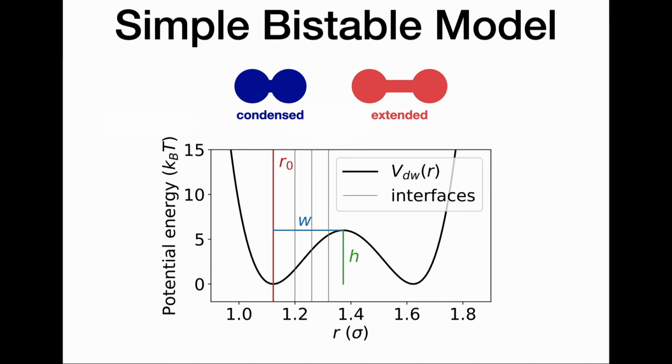You can see on this I've marked where the interfaces will be. We'll do three interfaces. The nice thing with this model is you can change things like the barrier height, which is that H, or the distance between the states, which is determined by that W. We're going to do this with a barrier height of 6 kT, which isn't too rare, but it's enough to make it an interesting problem.